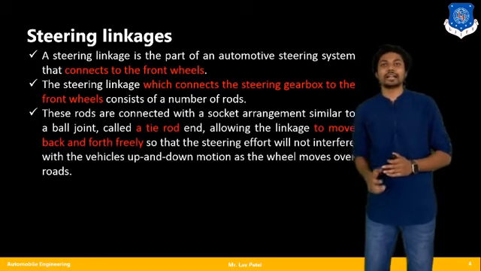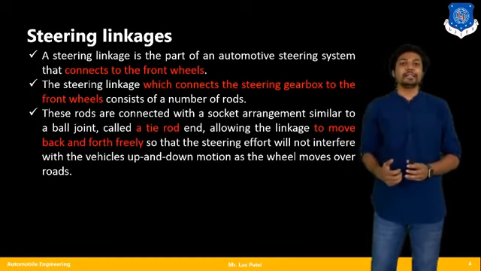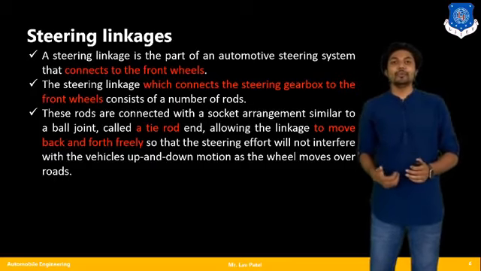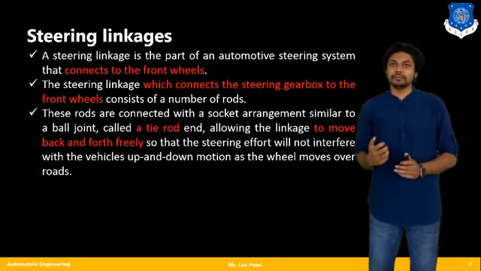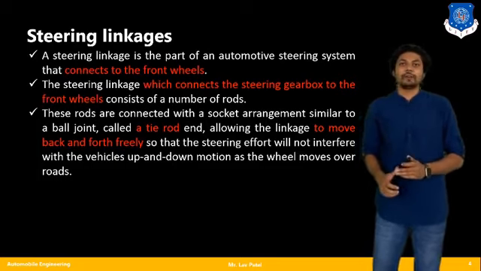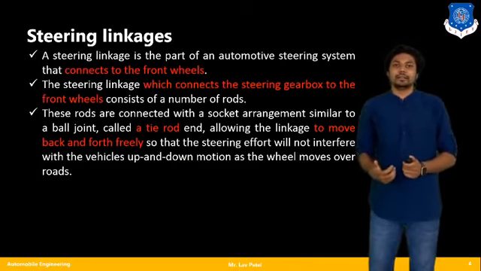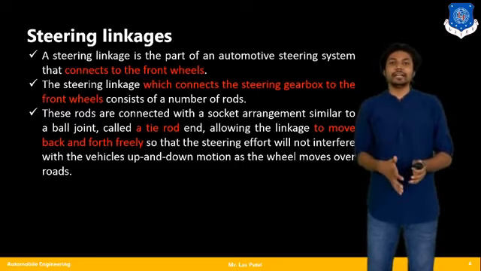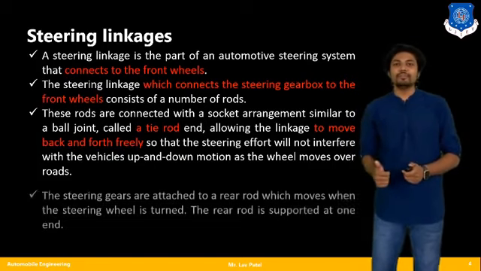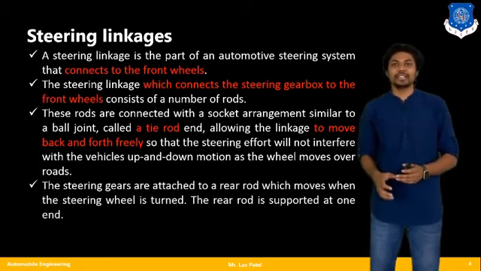Now these rods are connected with a socket arrangement similar to a ball joint. There are a number of joints that we require for easy movement between these consecutive joints and steering linkages. So for that we have the tie rod, which can easily transfer one energy to another, or we can say turning portion. Moving further, the steering gears are attached to a rear rod which moves when the steering wheel is turned, and the rear rod is supported at one end.